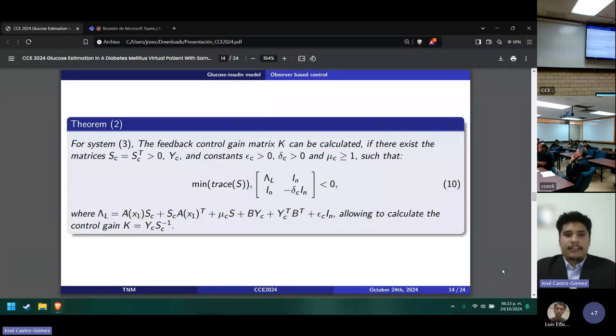So for system 3, the feedback control gain matrix K can be calculated if there exist the symmetric and positive matrix S, matrix J, and constants epsilon, delta, and mu, such that the LMIs in equation 10 are fulfilled.